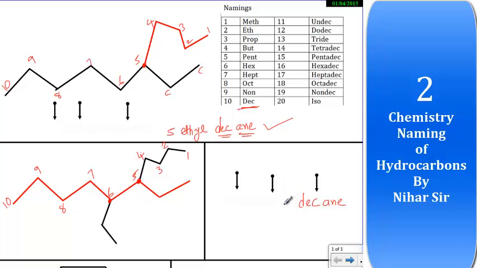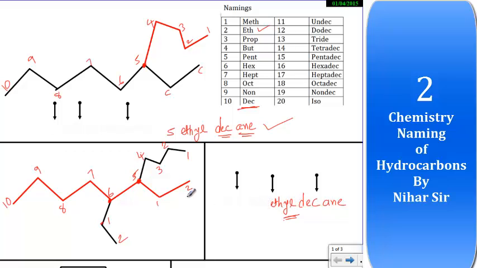So I will use yl, that shows the branching off. Whenever there is branching off, I will use this yl as suffix. Now, how many carbons are there in this branch? In this branch, 2 carbons. In this branch, 2 carbons. So since there are 2 carbons, I will write ethyl. So this is ethyl decane.